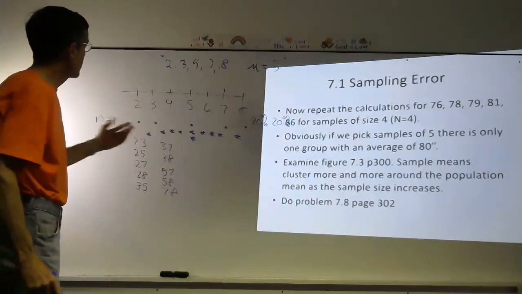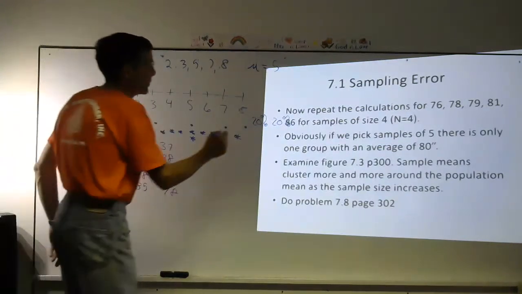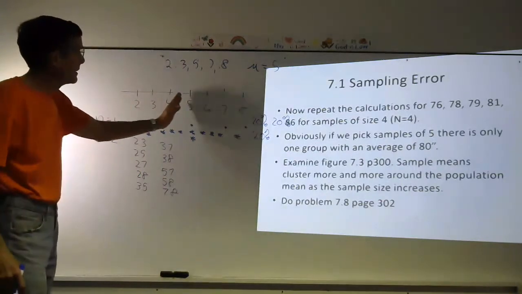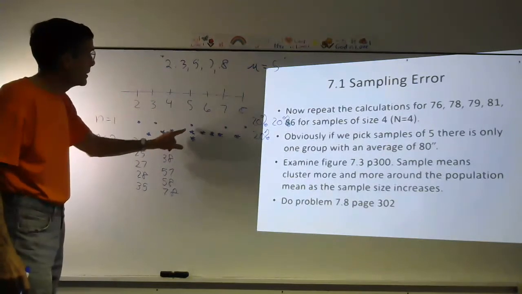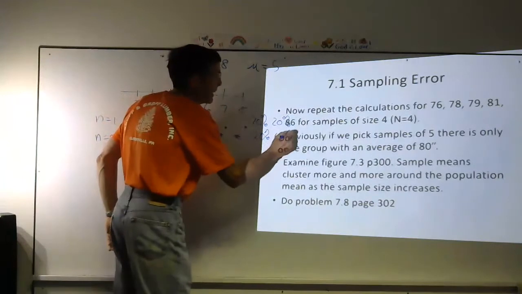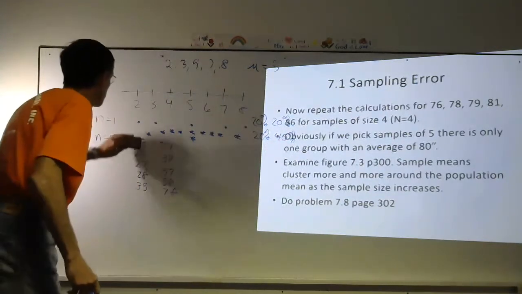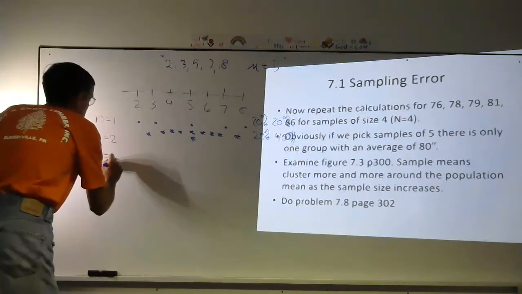I hit the mean twice. 2 out of 10 is 20%, just like this one. But now, what's the probability of being within a half on either side? 1, 2, 3, 4 out of 10 is 40%. Okay? Well, let's go on. This is when n was equal to 2. Let's now go to n equals 3.